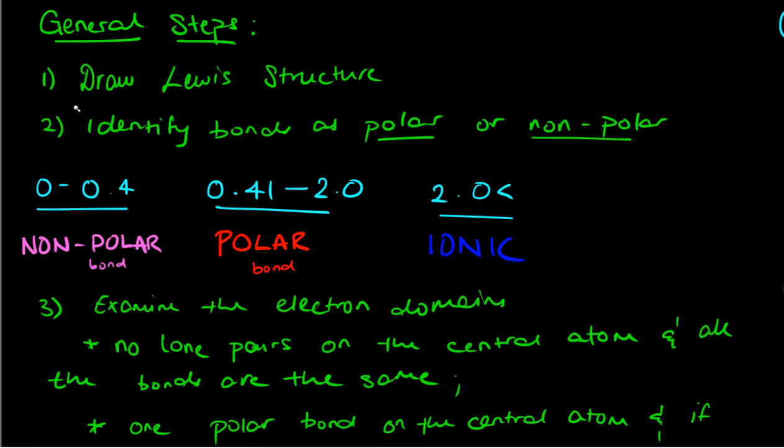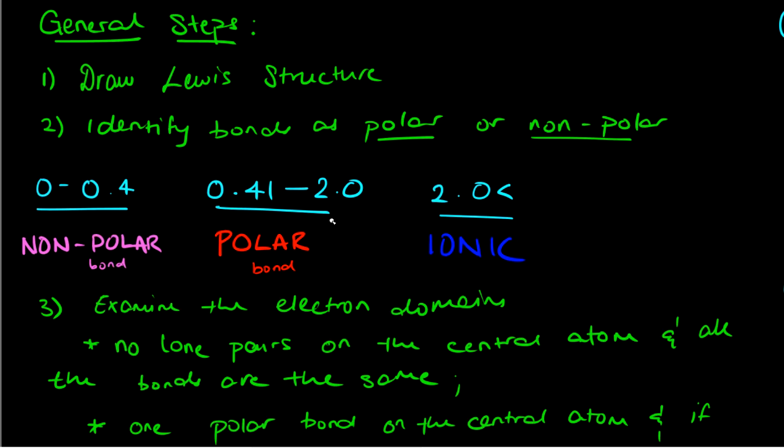The first step is you draw a little structure, a basic one, so you understand. It helps you examine the electron domains, which is the third step, but it gives you the overview. Once you draw the structure, you identify the bonds as polar or nonpolar. This is what we did in our third packet. It's best if you remember this. Not sure if we're going to get this.